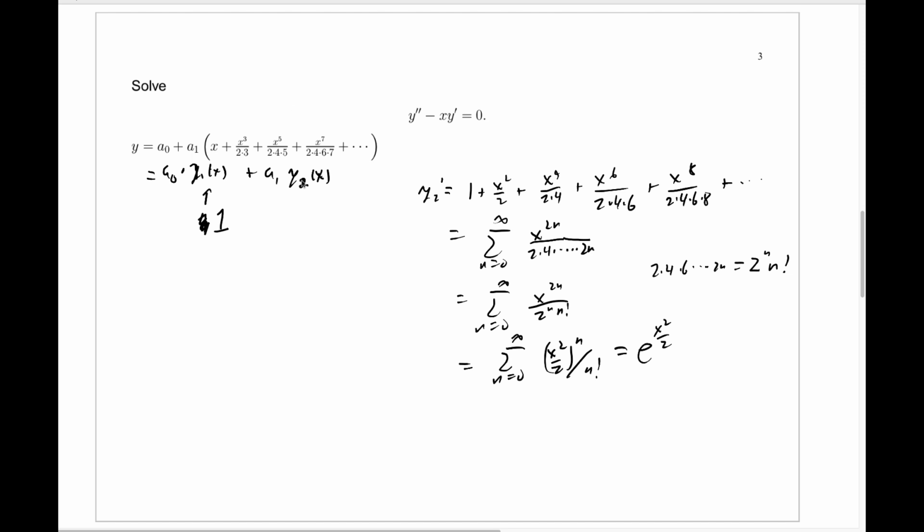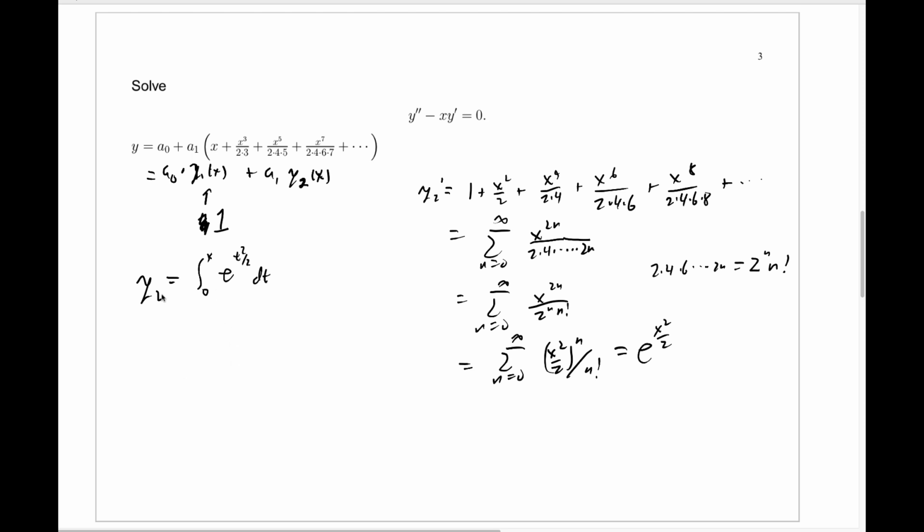So what is y2? y2 is the integral of this. And it's not just any antiderivative of e to the x squared over 2, it's the antiderivative of e to the x squared over 2 which happens to be 0 when x is 0, because when x is 0, all of these terms are 0. We can write that in a variety of ways. I'll write it as the integral from 0 to x of e to the t squared over 2 dt.